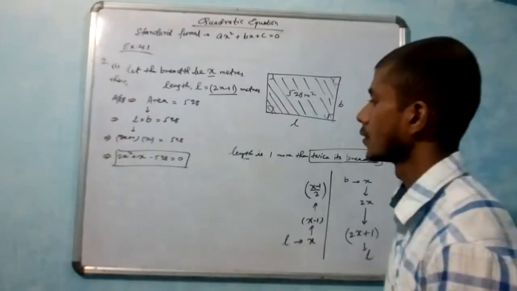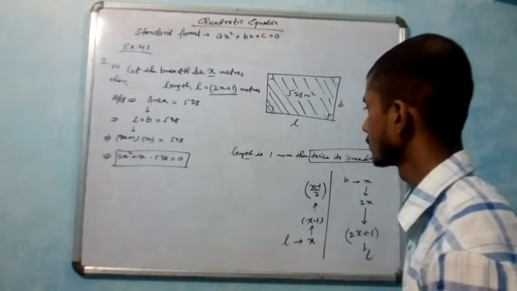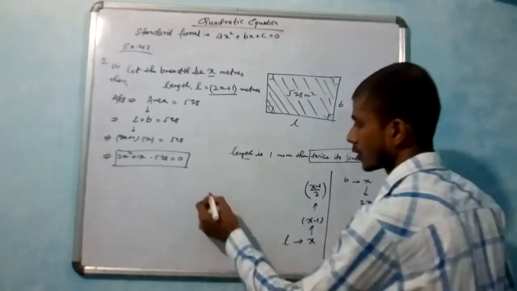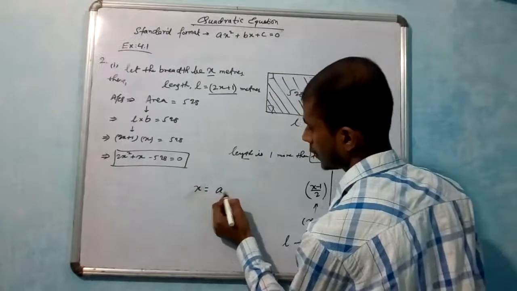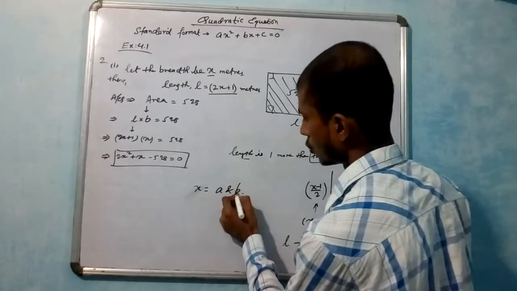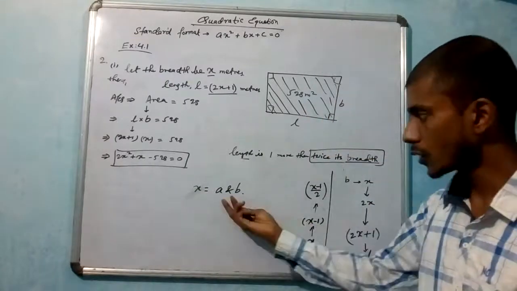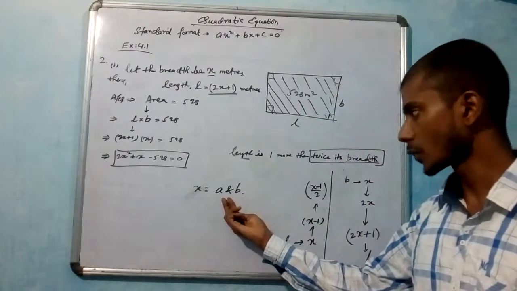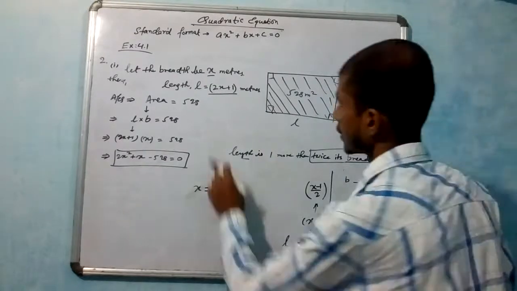So we will get two sets of answers, or not? Suppose we got x as a and b, two roots. Since it is quadratic, we will get two roots. These roots may be equal, may not be equal. So what was our x? X was our breadth, no?